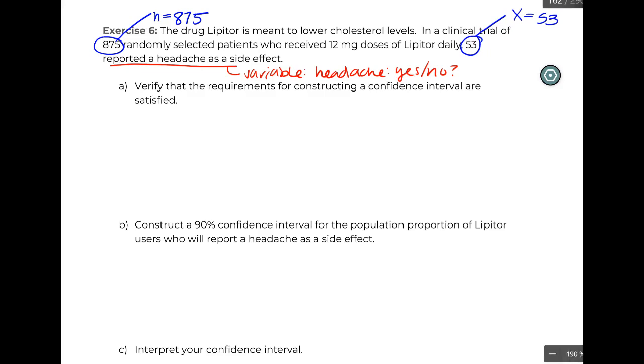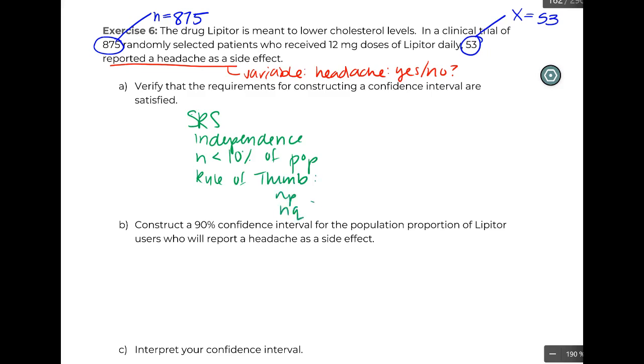So first thing it asks us to do is verify the requirements for constructing a confidence interval. So we only have one type of confidence interval right now, which is a confidence interval for proportions, and we have an X and an N, which is all about proportions, so we're going to verify those requirements. So again, we'll list them off: SRS, independence, N less than 10% of the population, and our rule of thumb, which is our NP, NQ, greater than or equal to 10.